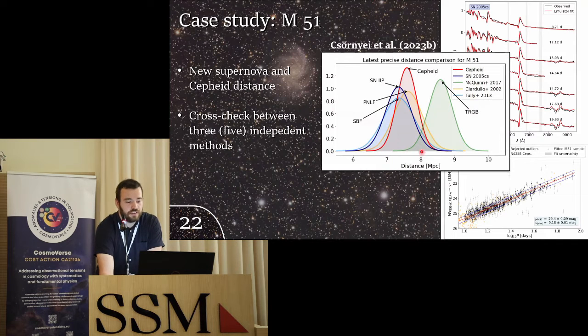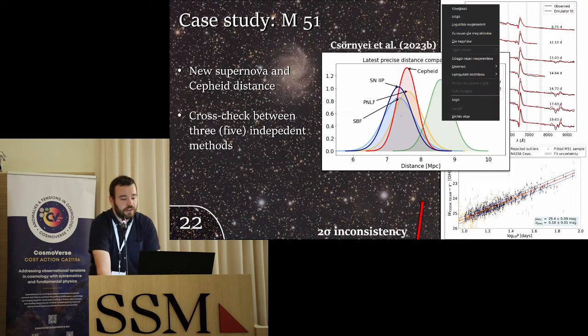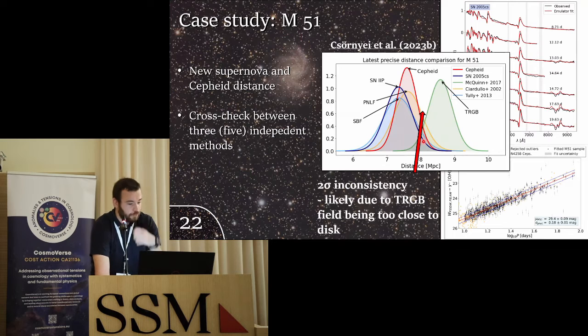Basically, I'm showing here the distance posteriors that we got from different techniques. The red one is the Cepheid, the blue one is the type 2 supernova distance that is completely independent of everything else. We also have the planetary nebula luminosity function and the surface brightness fluctuation distances for the same galaxy as well. And here you have the TRGB. So here we had some offset between the TRGB and the other techniques, but the reason is likely the TRGB field being not well placed for this analysis. So here we have a good guess of what caused this offset.